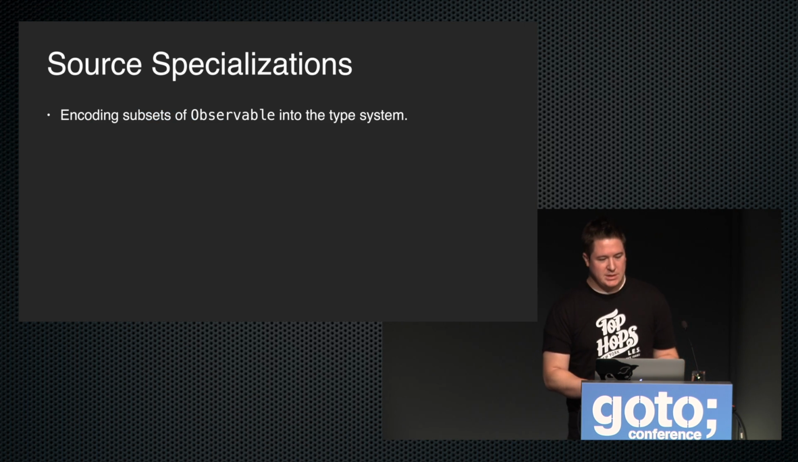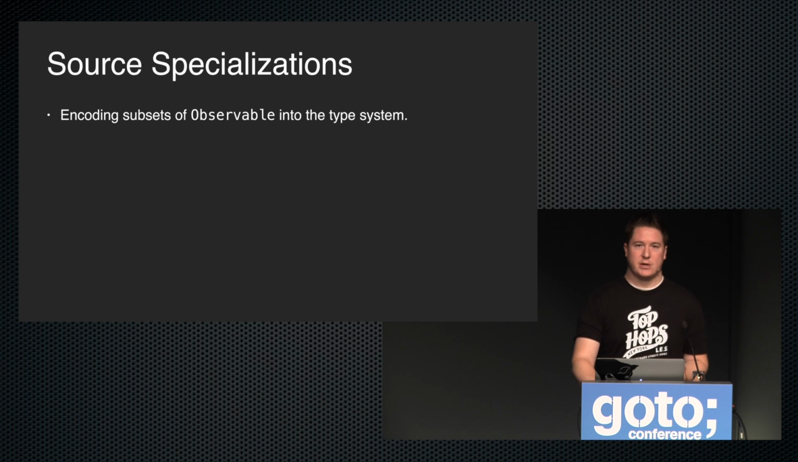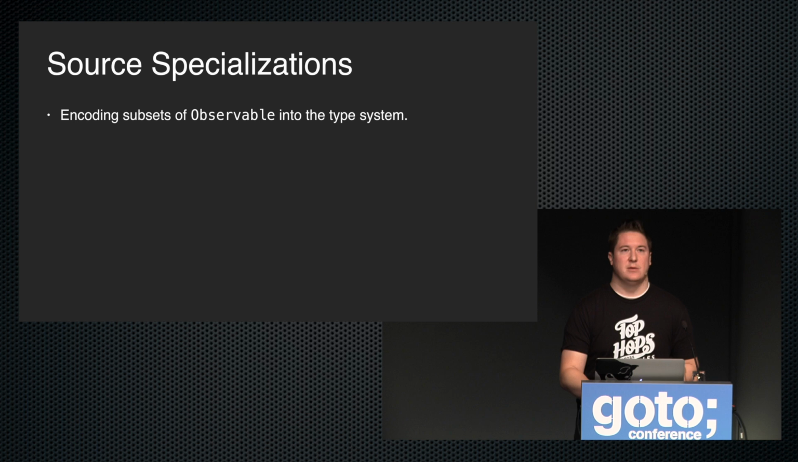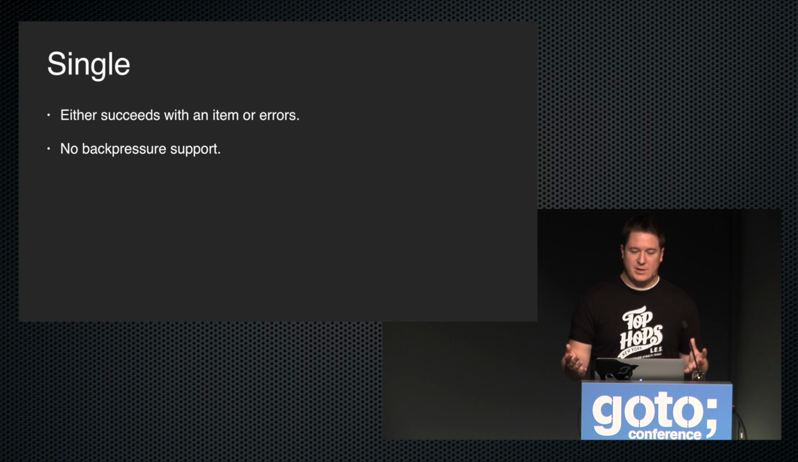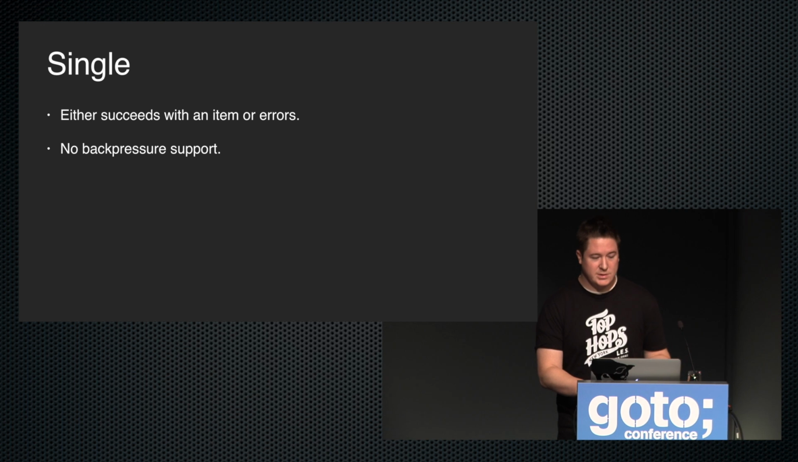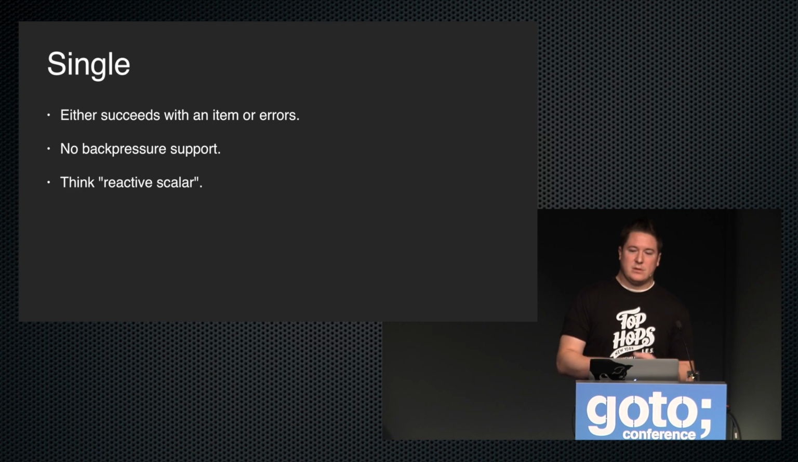There's a couple specialized sources in RxJava, and it's basically a subset of the observable. So there's 3 of them. First one's called single. This either has a single item or an error. So it's less of a stream and more just like a potentially asynchronous source of a single item. And it also does not have backpressure.